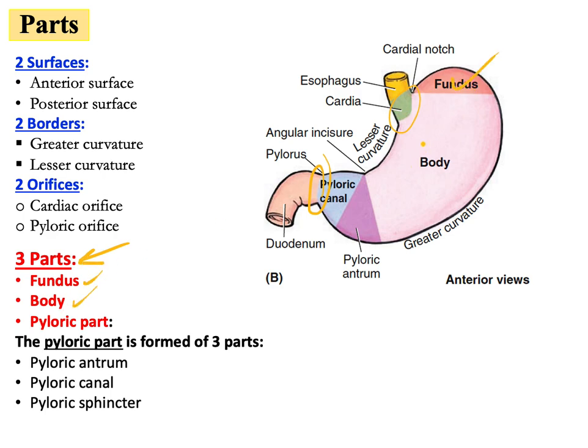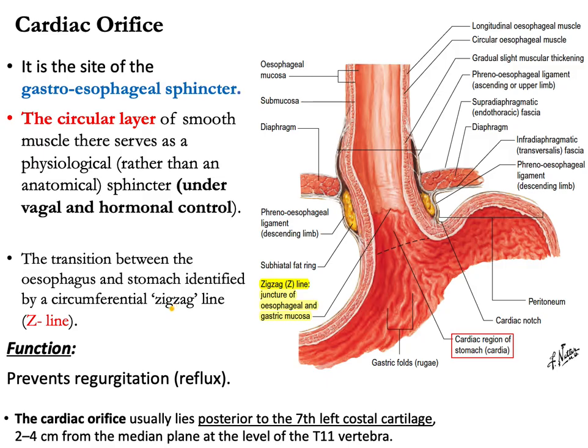This is the fundus, and this is the body, and this part is the pyloric part, which is formed from three parts. The pyloric antrum is the entrance, right? Then we have a canal smaller than the antrum, the pyloric canal. That means you have the pyloric antrum, the pyloric canal, and here you have the pyloric sphincter. We'll talk about all of these parts.